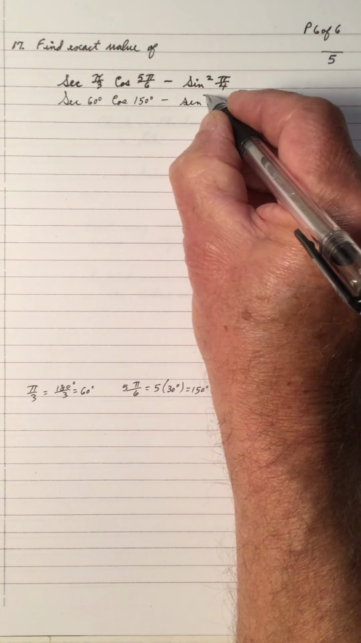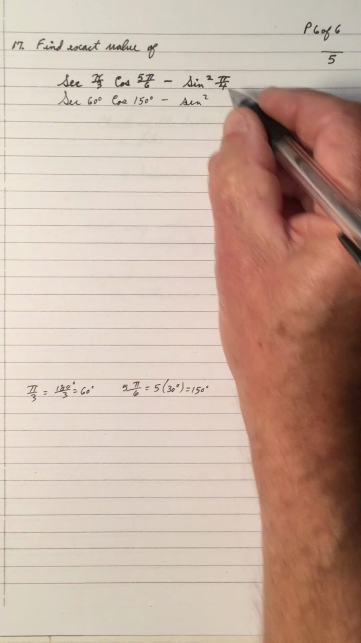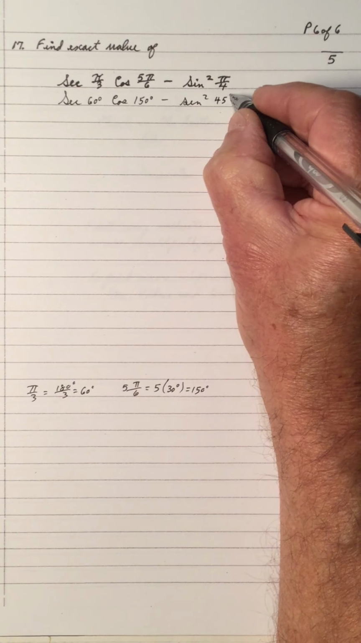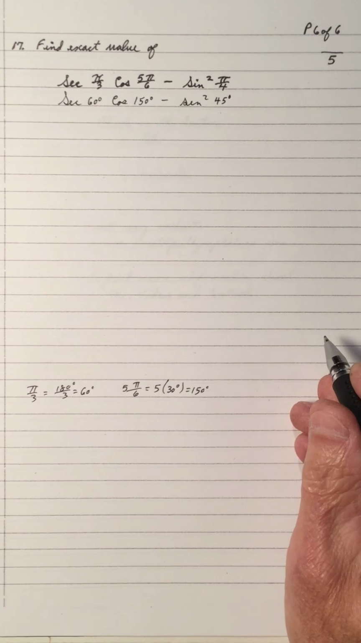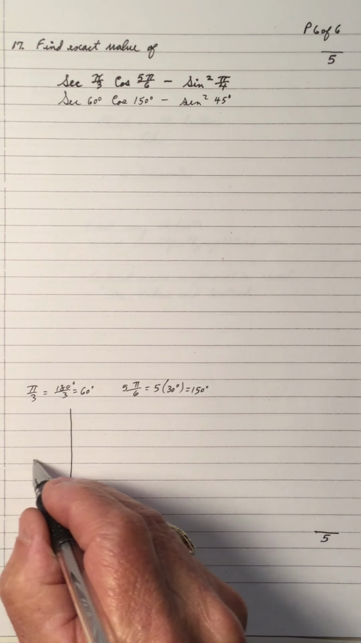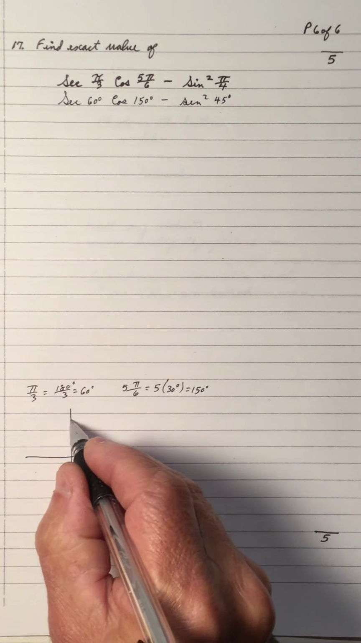And sine squared of pi over 4. 180 divided by 4 is 45. Now that I have them all in degrees, now I'll do the rotation on the 60. Just do each rotation separately so we won't get mixed up.